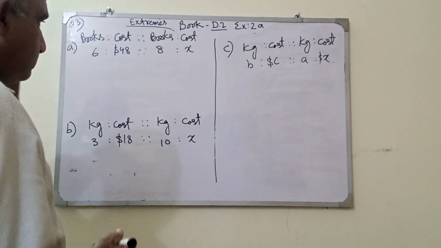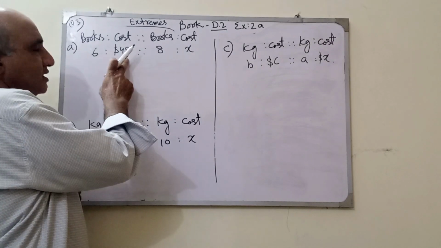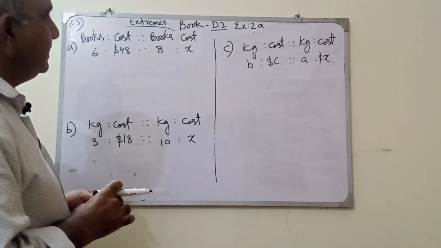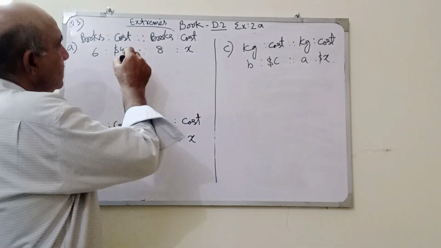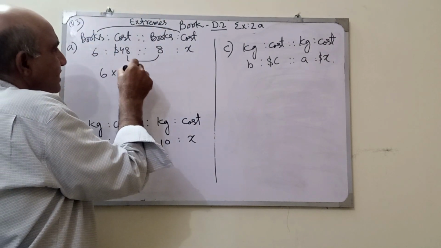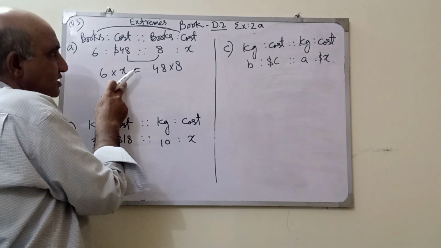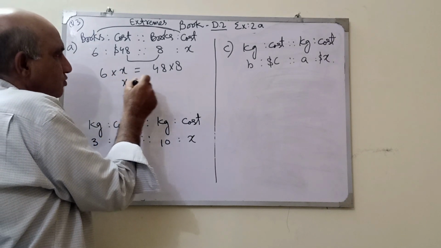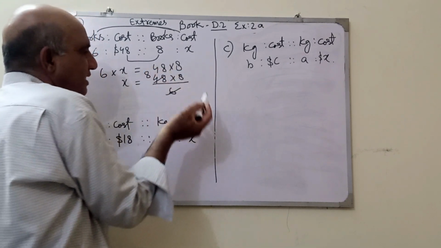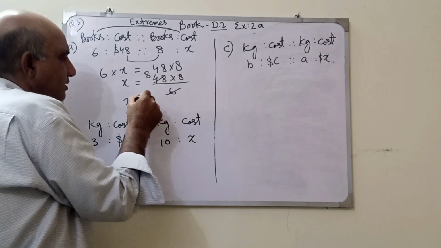Now, in question number 3, again we will apply the same formula. He's saying that the cost of 6 books is $48. If there are 8 books, find the cost of 8 books, right? So here again we will apply the same formula. 6 into X is equal to 48 into 8. As we are going to find the value of X, the cost of 8 books, X is equal to 48 into 8 over 6. We'll just cancel 6 by 48. So the cost of 8 books is 8 8s are $64.